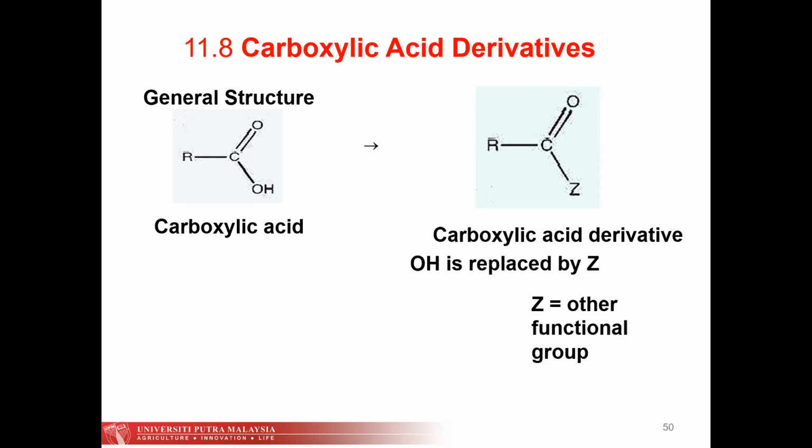Nanti dekat carboxylic acid derivative pun ada reaction lagi. Untuk carboxylic acid derivative, so kita akan tengok dekat sini acyl halide yang acyl chloride, acyl bromide. Lepas tu lepas tengok acyl halide, we will look at amide. Lepas tu ada amide, ada lagi satu ester. Ada 3 acid derivative yang kita akan tengok sebentar lagi. Okay, so tak ada soalan?